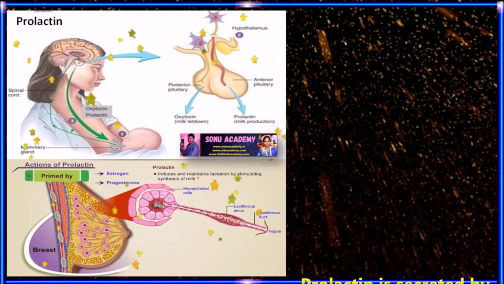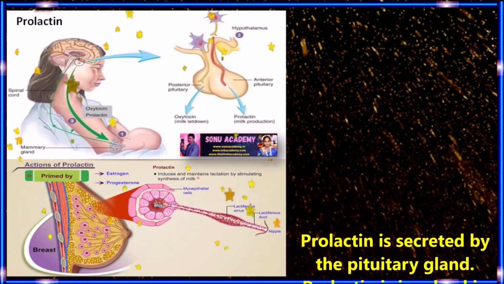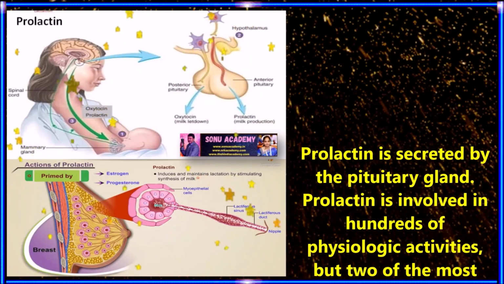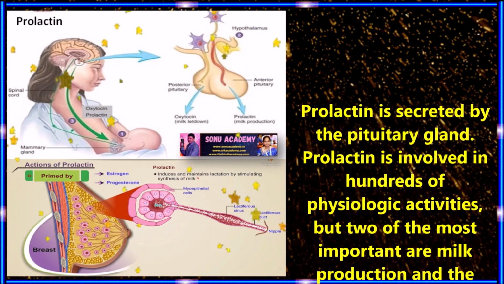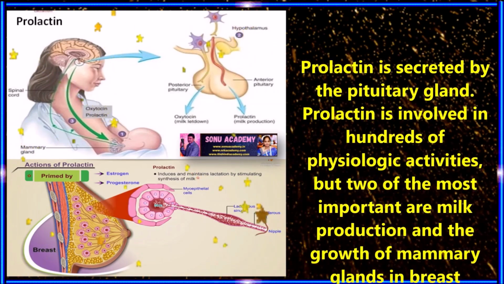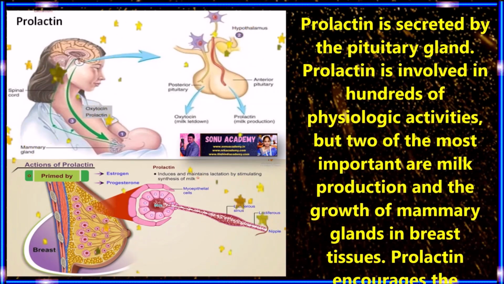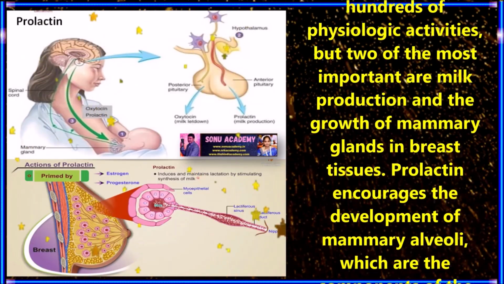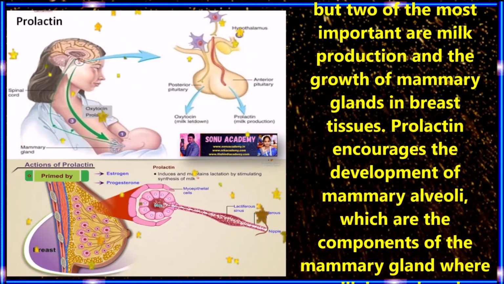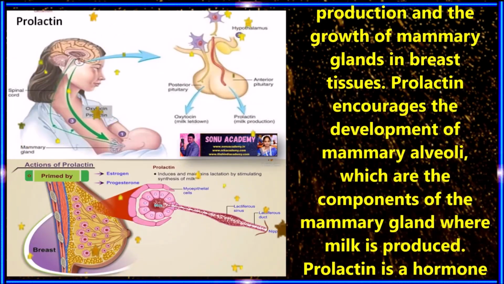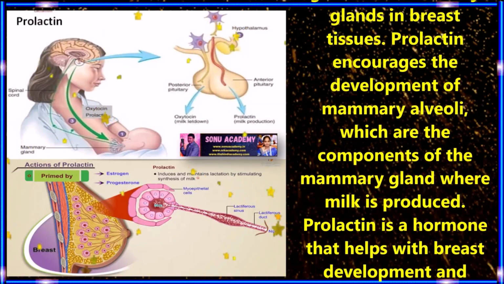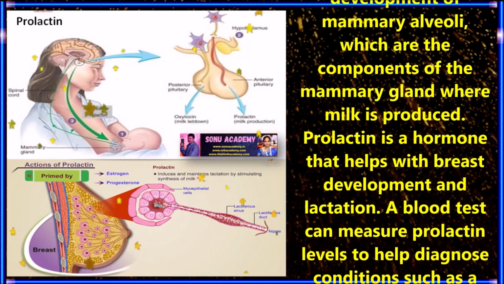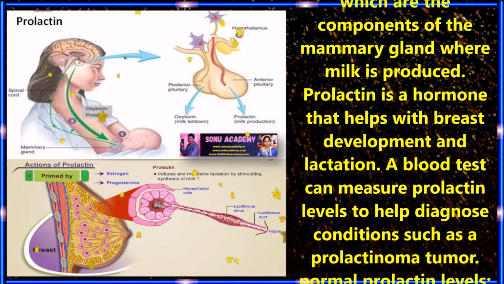Children, now let us discuss another hormone which is released by the pituitary gland. It is called prolactin. Prolactin is involved in hundreds of physiological activities, but two of the most important are milk production and the growth of mammary glands in breast tissue. Prolactin encourages the development of mammary alveoli, which are the components of the mammary gland where the milk is produced. Prolactin is a hormone that helps breast development and lactation.